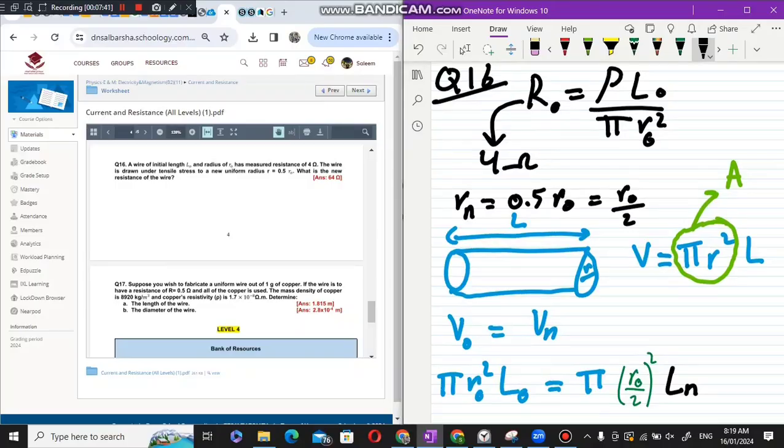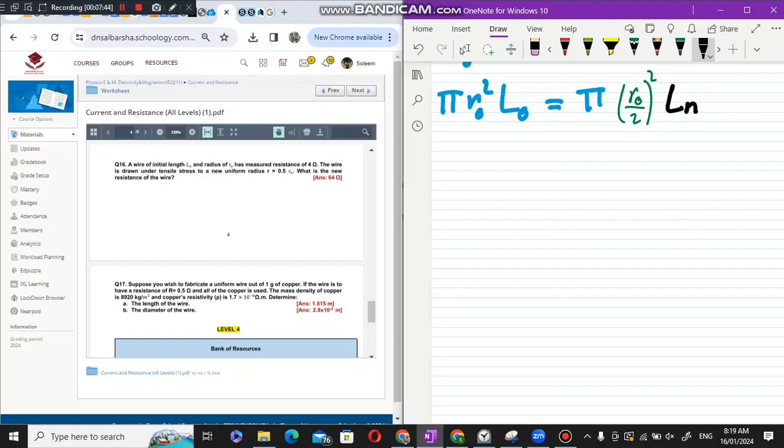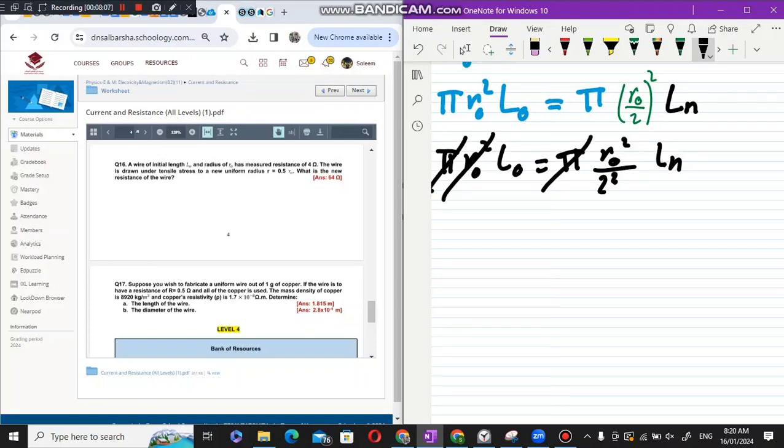So now we do the following. We say that pi R initial squared length initial is equal to pi times R initial over 2, squared, and 2 squared is 4, times length new. So what is length final? Pi is cancelled with pi, R initial is cancelled with R initial, and we have that length old is equal to length new over 4, which means that the new length, we cross multiply, will be equal to 4 times length old.